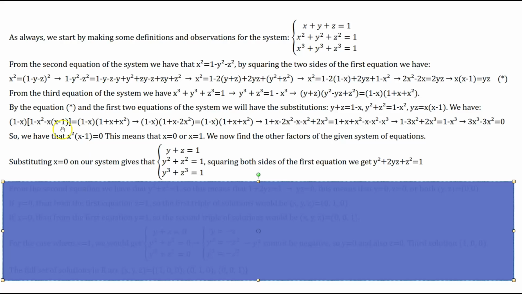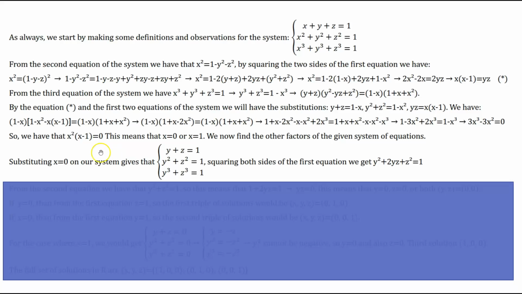This equation only has two solutions when x is equal to 0 or x minus 1 is equal to 0. This means that we have two possible solutions for the value of x, so x equal to 0 and x equal to 1. We will now find the other factors of the given system of equations with these two values.